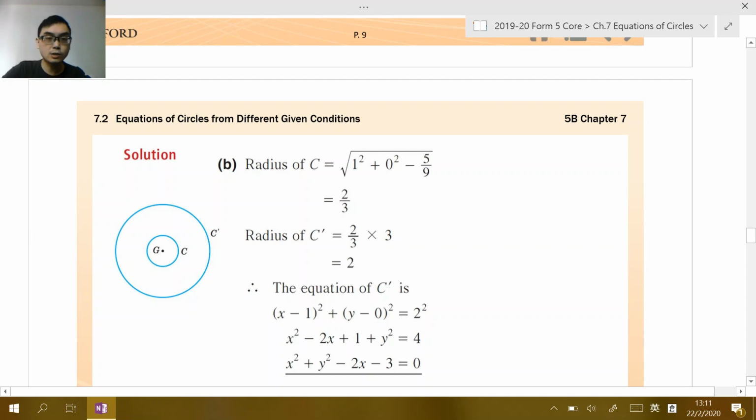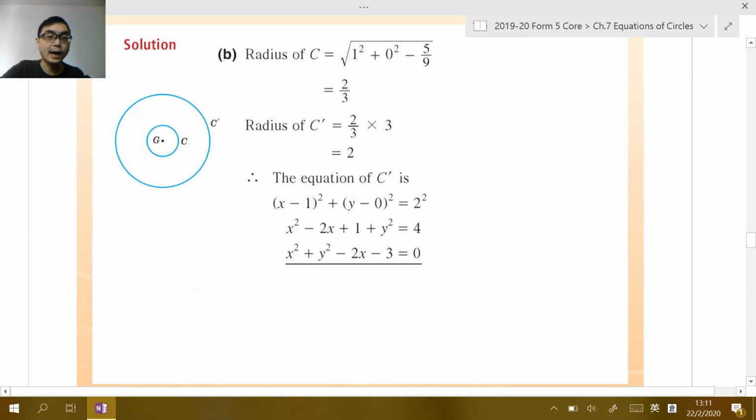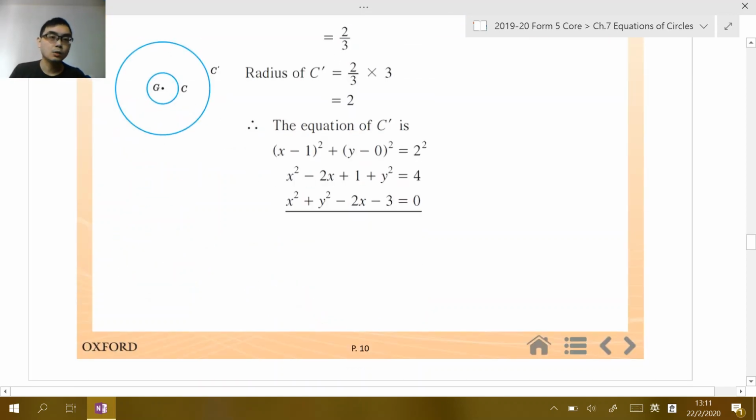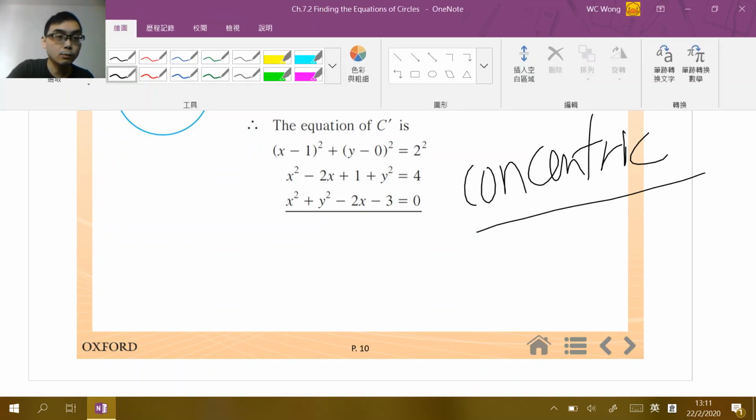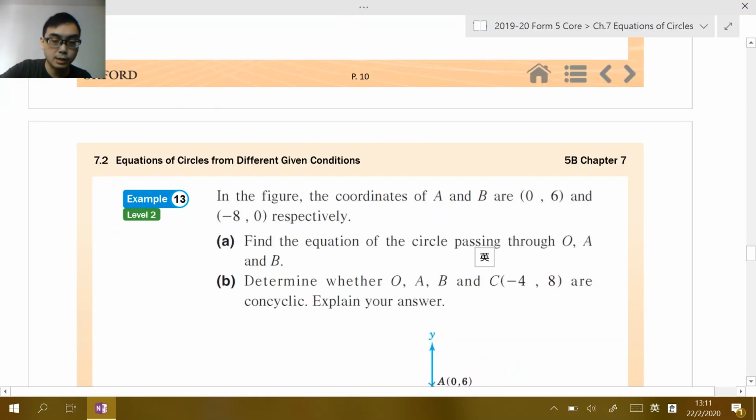This question is not really a level 2 question, but why do I want to explain it to you? Because I would like you to remember the word concentric. Please remember, in this example, you should have learned the word concentric here. Okay, so we continue to see the next example.